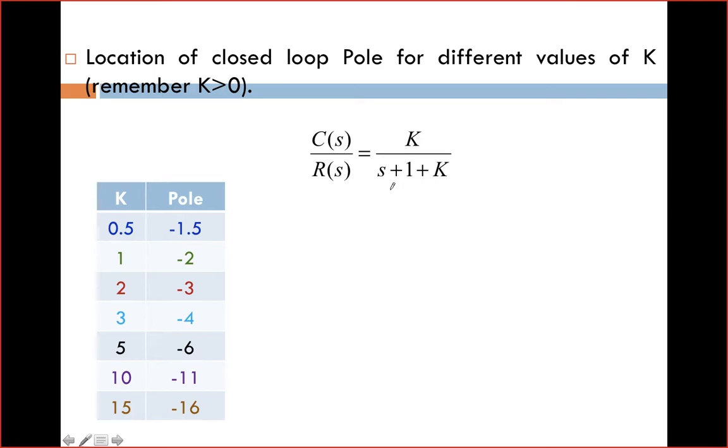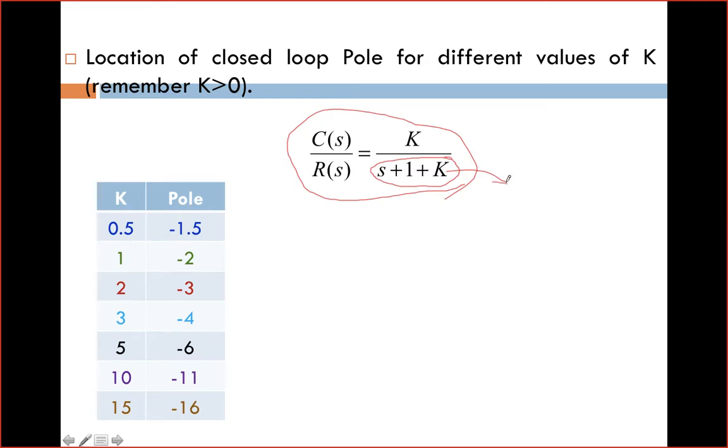So this is the closed loop transfer function. C(s)/R(s) is equal to k by s plus 1 plus k. Now, a pole is nothing but, when you factor the characteristic equation, we find the roots. s plus 1 plus k is the characteristic equation. In fact, the roots you get on factoring are the poles. Denominator roots are called poles, numerator roots are called zeros. So these are all poles.